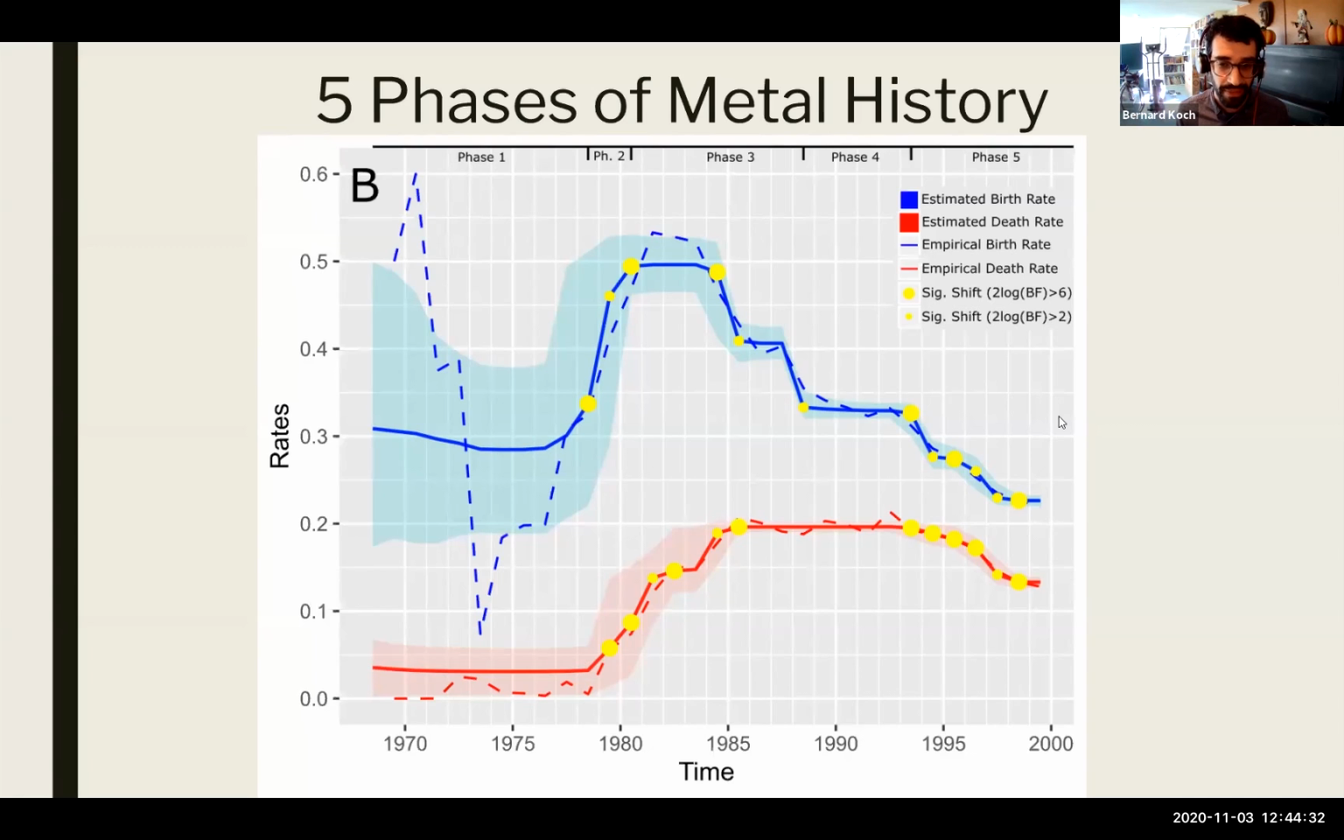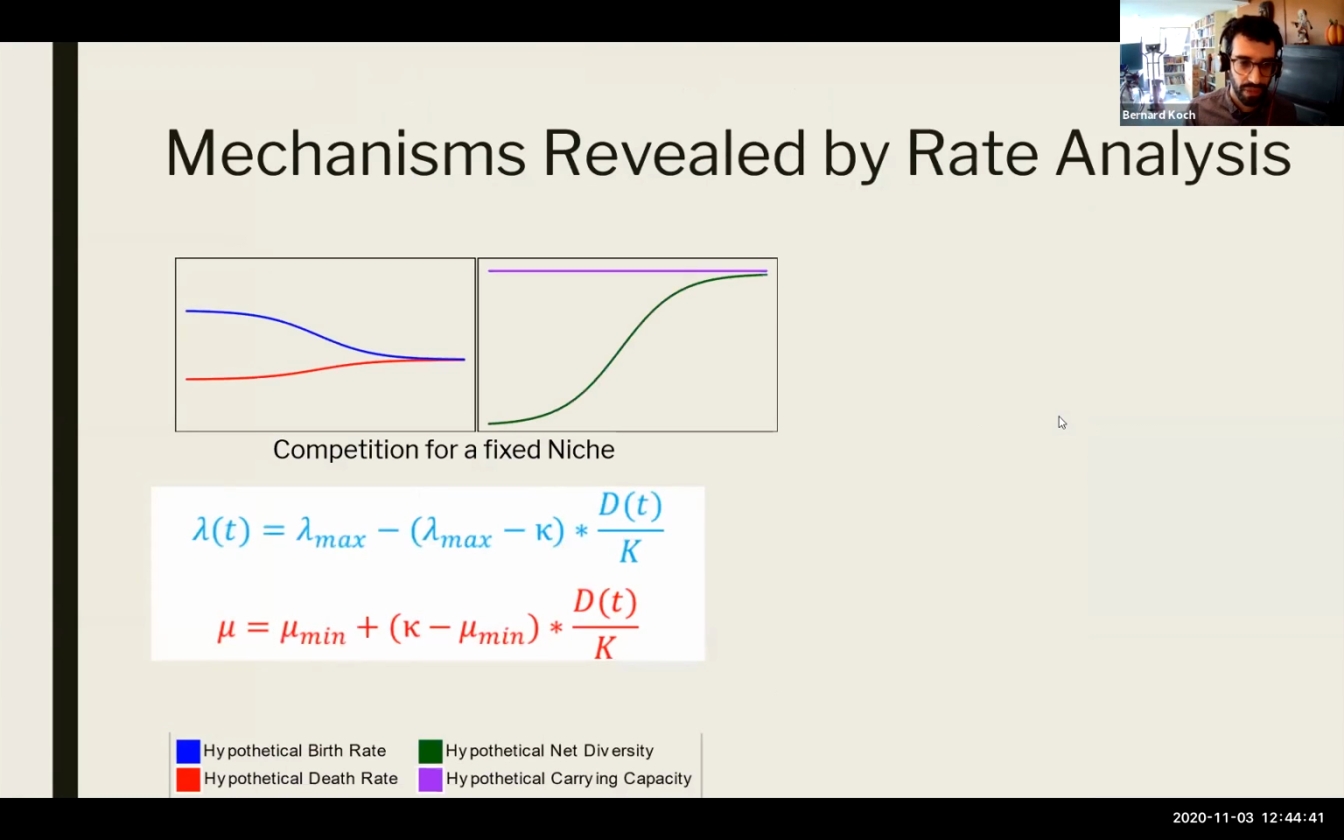We don't see that. We do see an interruption in this decline of birth rates, but we don't see a spike in death rates. So that's something already very interesting.